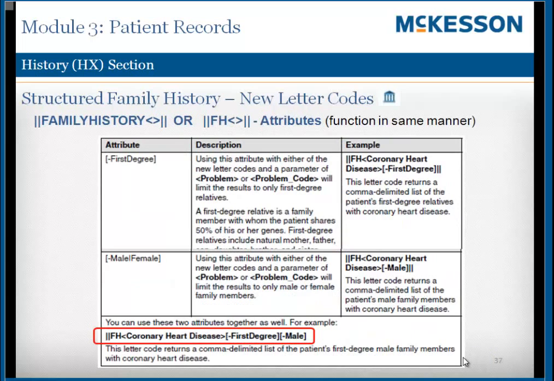In addition, other parameters related to first-degree family members or the family member's sex can be used to filter information and brought into a letter or note. In the example highlighted in red, use of the Family History letter code can return a list of the patient's first-degree male family members with coronary heart disease.